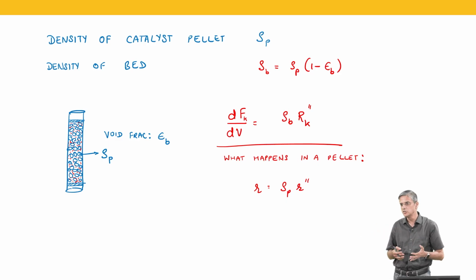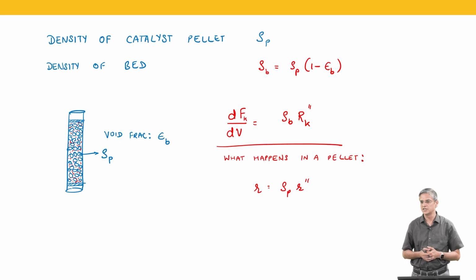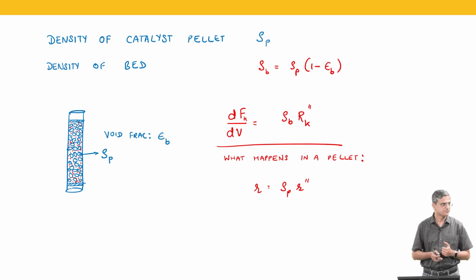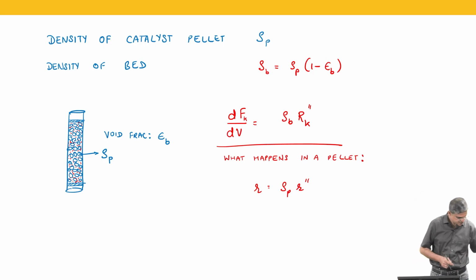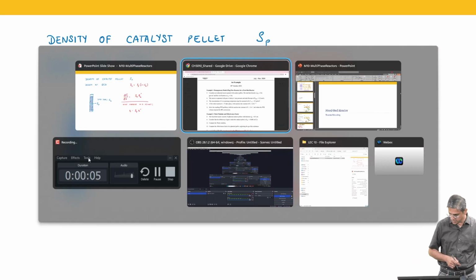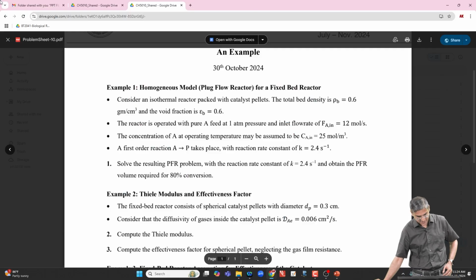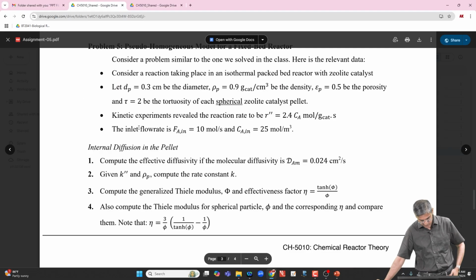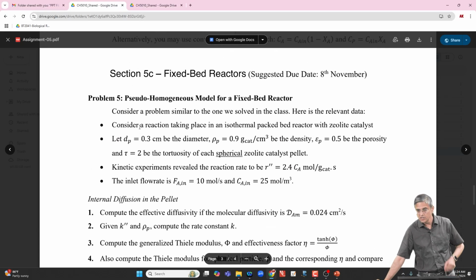So from dW you calculate the total W, divided by density multiplied by 1 minus epsilon b, which will give you the total volume. Either way, you can use either of those equations. That is what you need to do in your assignment, no other difference.